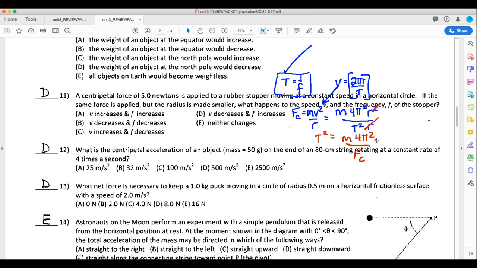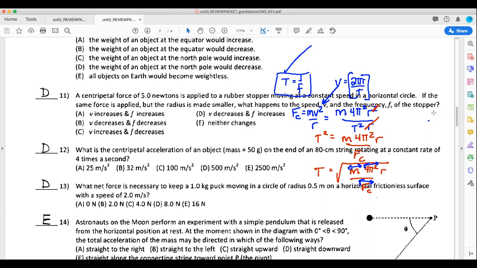I forgot an r somewhere, didn't I? I did. I forgot that r. All right, and then I'm going to have to take the square root of this. So now I just get period is equal to the square root of m times 4 pi squared r over the centripetal force. They told us in this problem that the centripetal force isn't changing. 4 and pi are just numbers, they're not changing. The mass is also not changing.